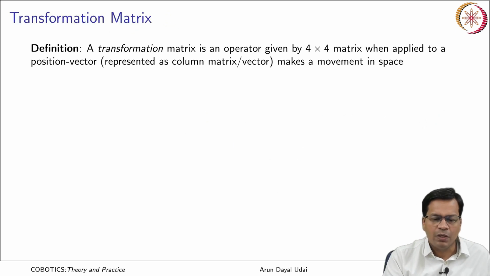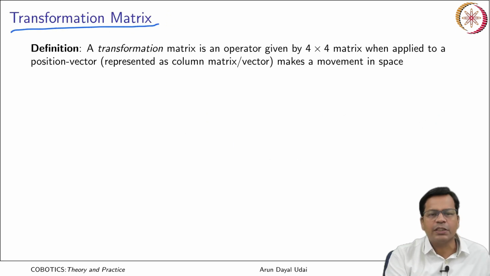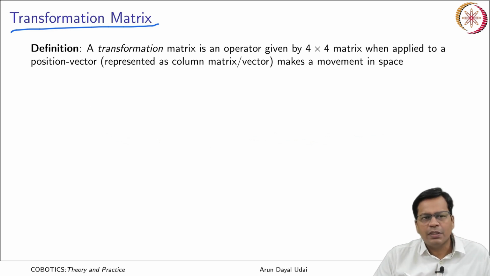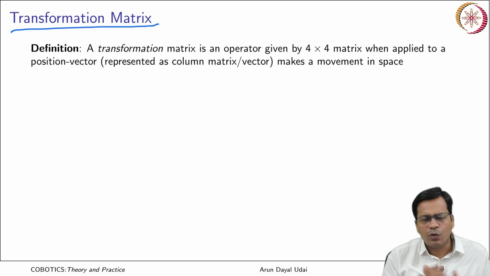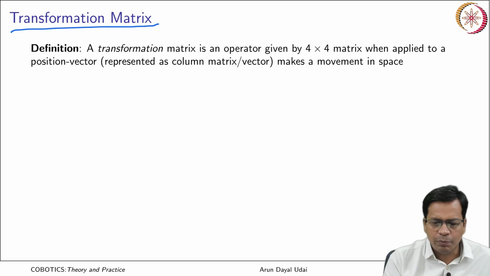So, to begin with, we will start with the transformation matrix. A transformation matrix essentially is an operator which is given by a 4 cross 4 matrix, which is applied to a position vector represented as a column vector. You have seen a point, a position is given by Px, Py, Pz, 1. It makes some movement in space. Movement can be translation, it can be rotation. In case of robotics, these two movements are possible.